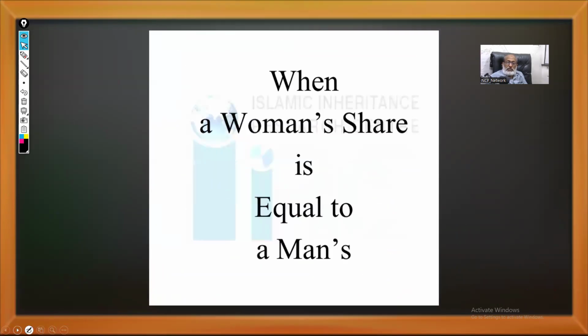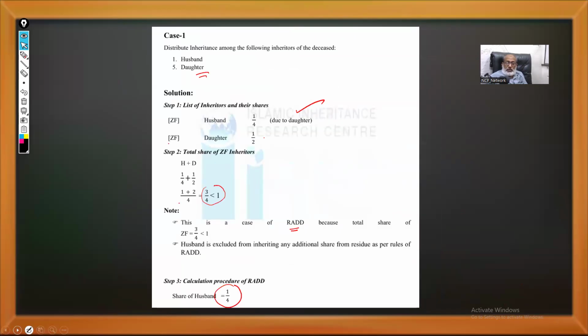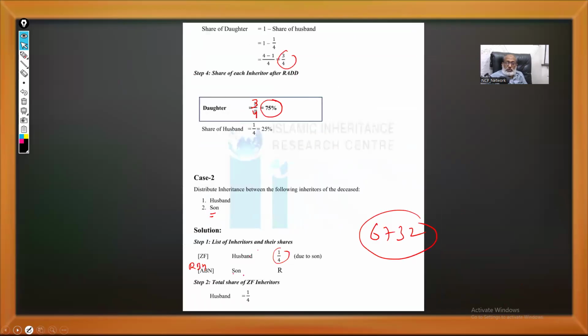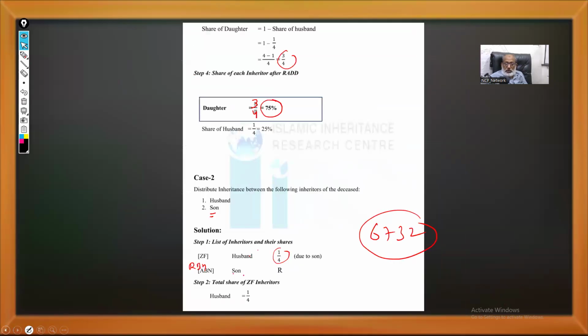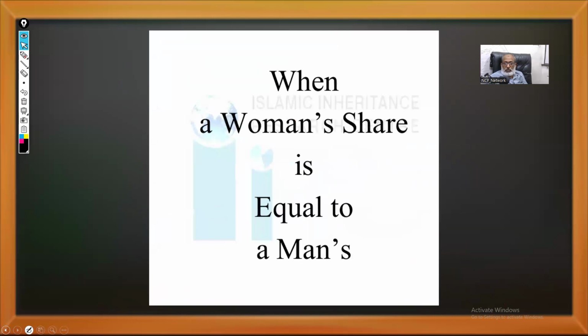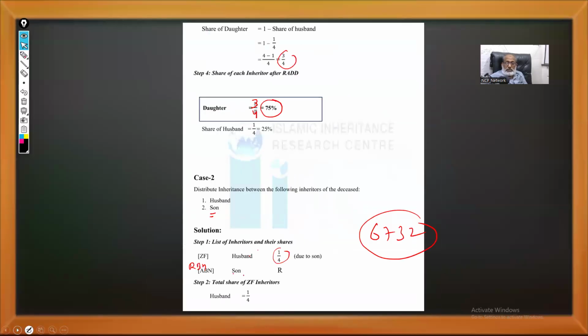But in the case where the woman's share and the men's share is equal, we can see with the help of the two examples, case 1, case 2 and case 3, case 4, that both are getting the equal share. Now we are going to the next chapter of this book. When women get the share, when woman's share is equal to man's, we have already discussed.